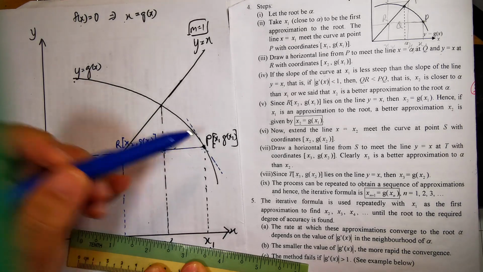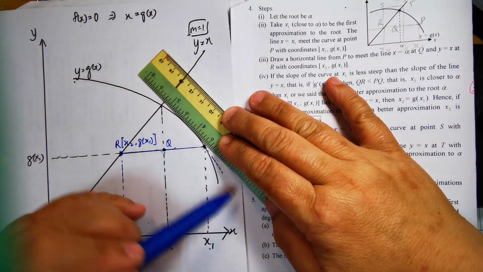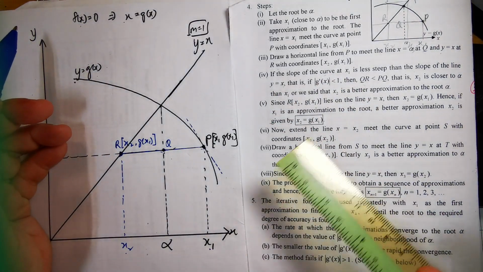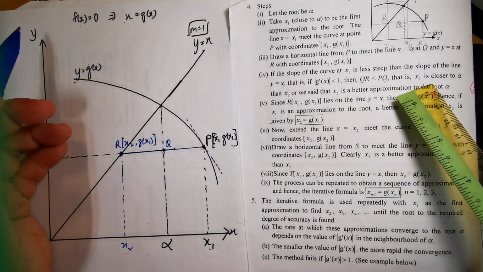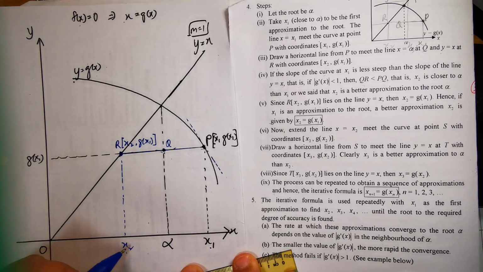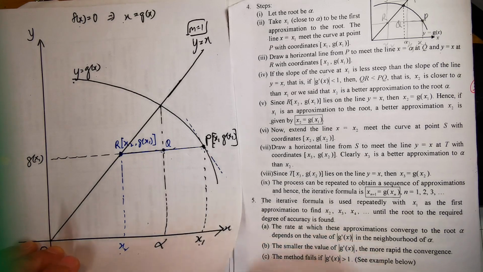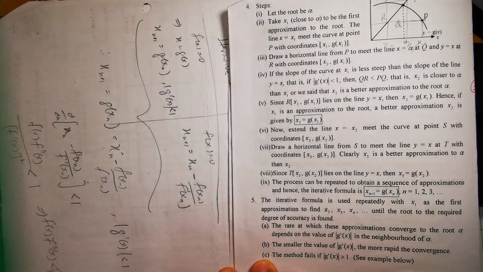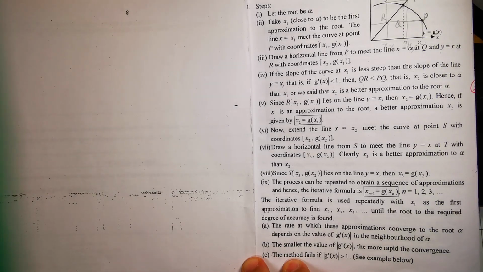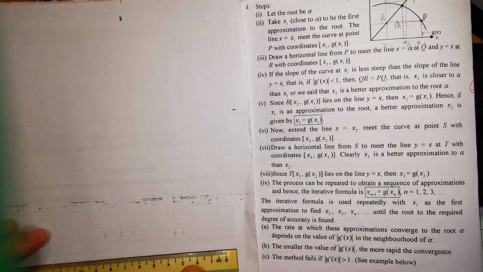If you can choose a point where the tangent is more slanted, less steep, then x2 is closer to alpha than x1. This x2 is supposed to be closer than x1. But no, it's not good. Never mind, I will draw another one to show it better, so that we can have a better view.